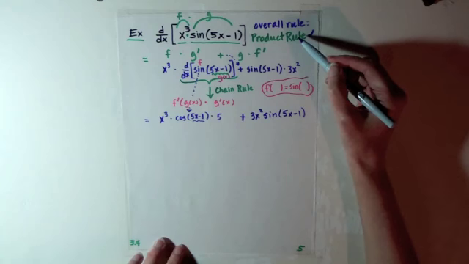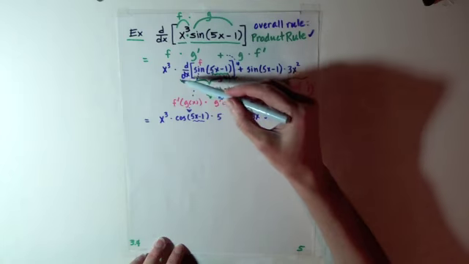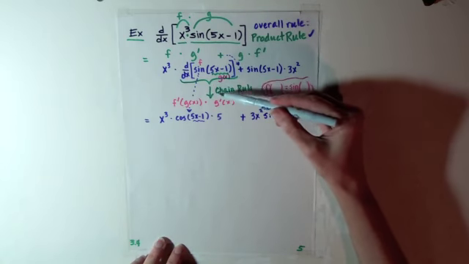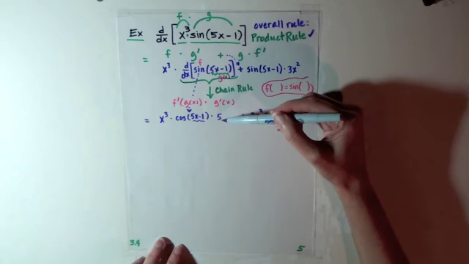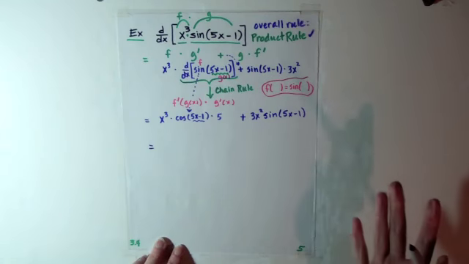We used the product rule as our overall rule. When we were doing the derivative of a portion of that, however, we also needed the chain rule, and we did that in a separate step. The rest of the problem is just algebra, just cleaning it up.